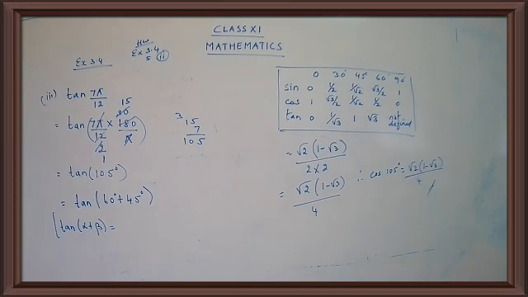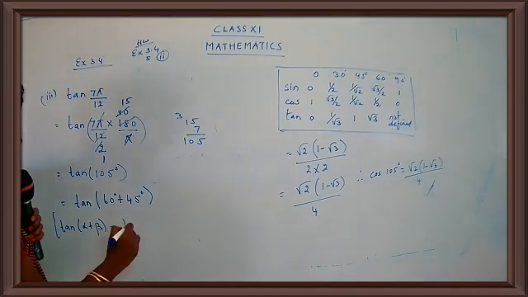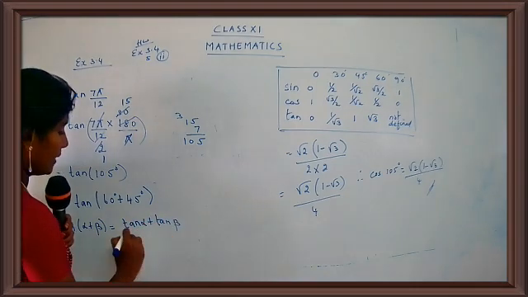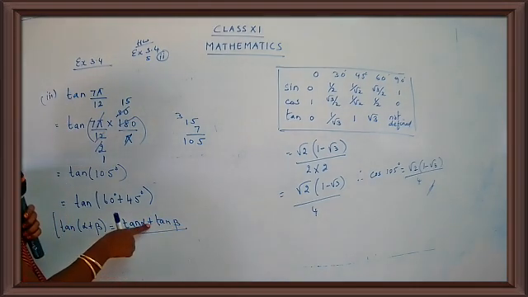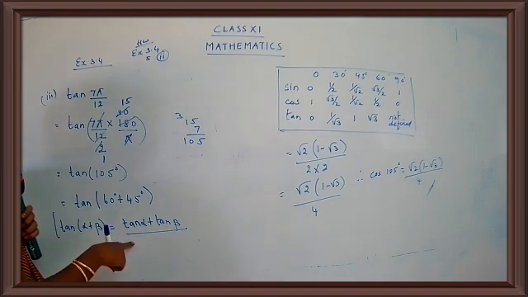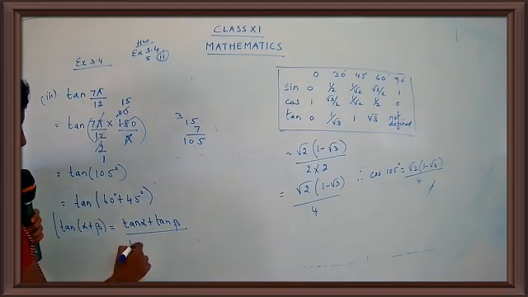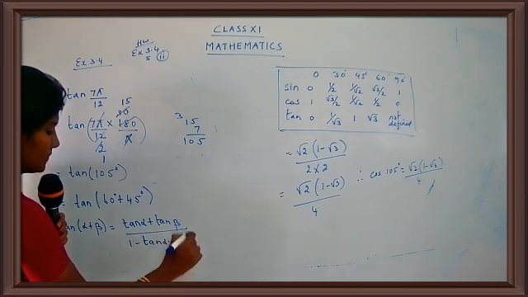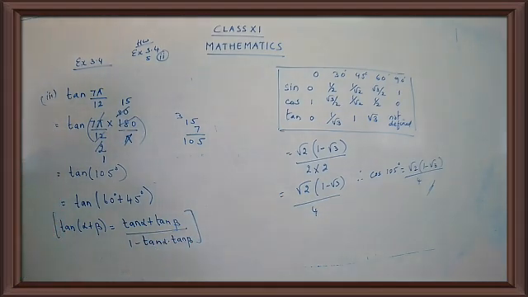So tan of alpha plus beta. What is the formula for tan of alpha plus beta? It's tan alpha plus tan beta upon, since you have plus in the numerator, the denominator will contain a negative sign, 1 minus tan alpha into tan beta. So this is the formula, and we are just going to use this formula. Let's use the formula.